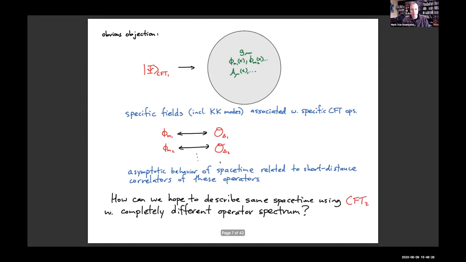And so then an obvious question is, how could I hope to describe this same space-time with this set of fields using some other CFT that might have a completely different operator spectrum?